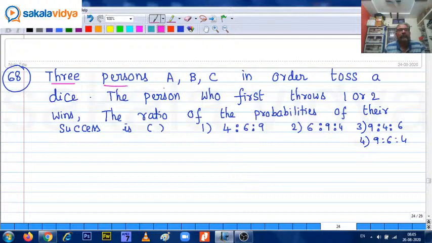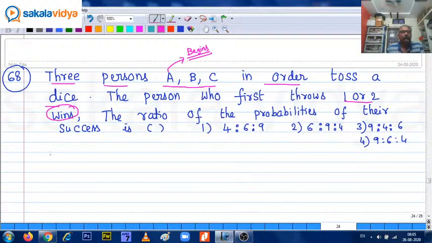Three persons A, B, C in order. In order means actually A begins. A starts the game and tosses the dice. The person who first throws one or two wins. The ratio of the probability of their success, P of A is to P of B is to P of C. So, okay.